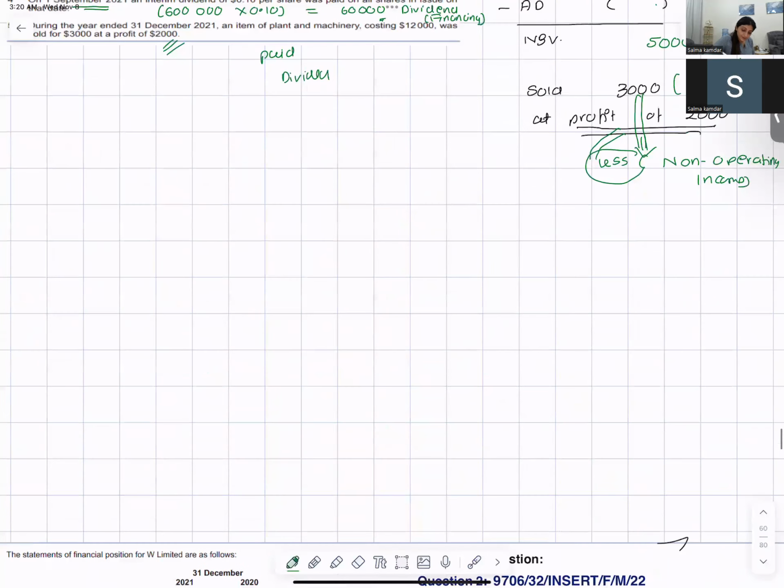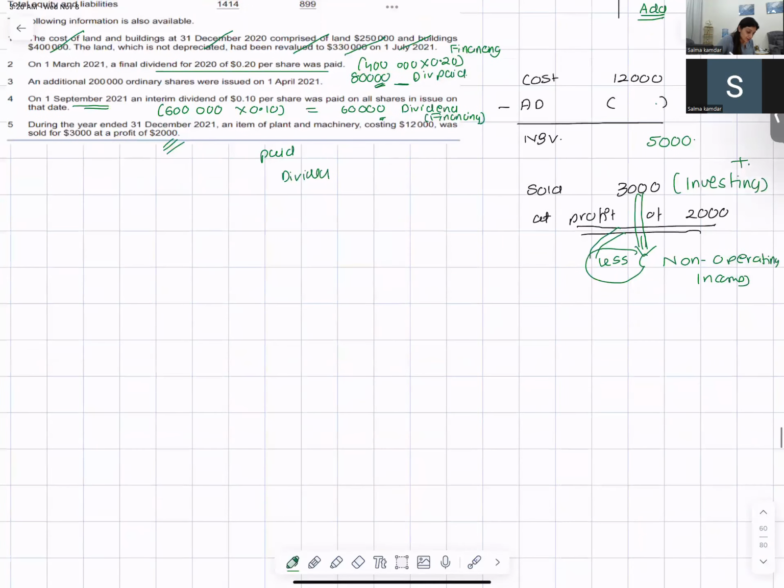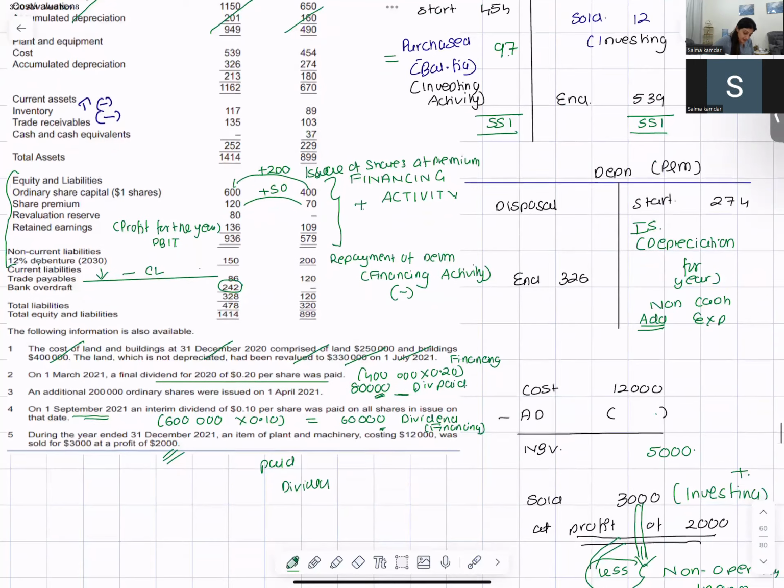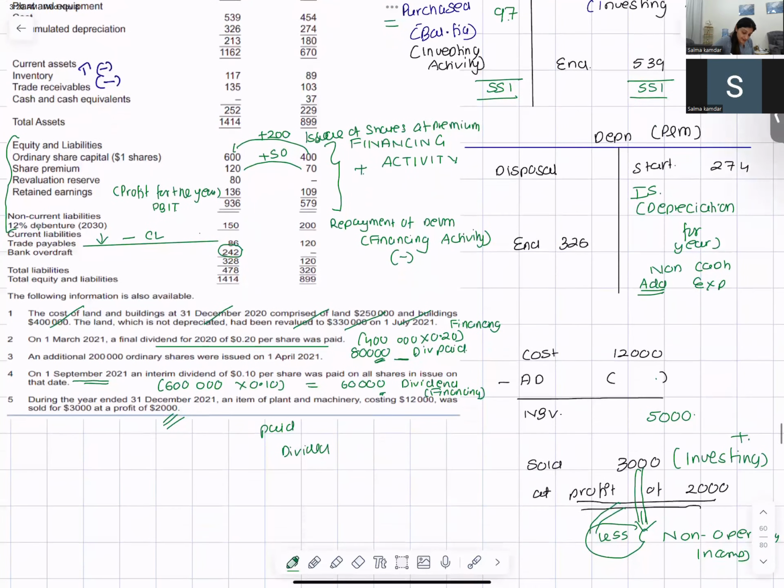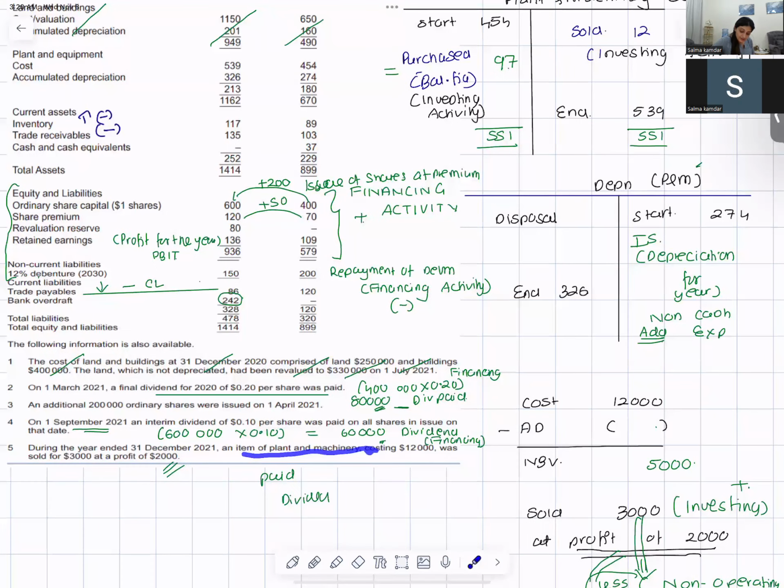Now I will go to the provision for depreciation account on the plant and machinery. During the year, an item of plant and machinery that was costing 12,000 was sold for 3,000 at a profit of 2,000. That means the net book value of the plant and machinery was 5,000, selling price plus profit. So my accumulated depreciation on the plant and machinery is 7,000, which I have disposed of.